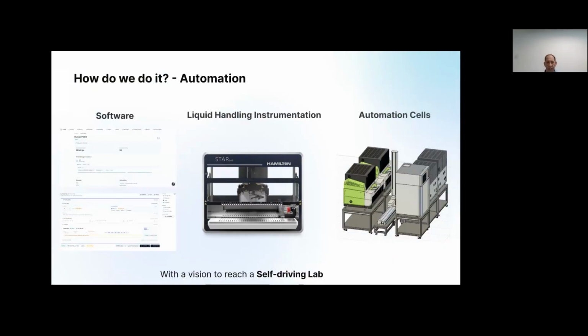And our vision is to reach a self-driving lab. In a self-driving lab, when a customer brings in a project, the computer already understands what the steps needed are, creates all the software and instrumentation files to make it, and the people put the starting material in the right place, and all the automation will run it until data acquisition, getting the results, and pushing it to the customer.